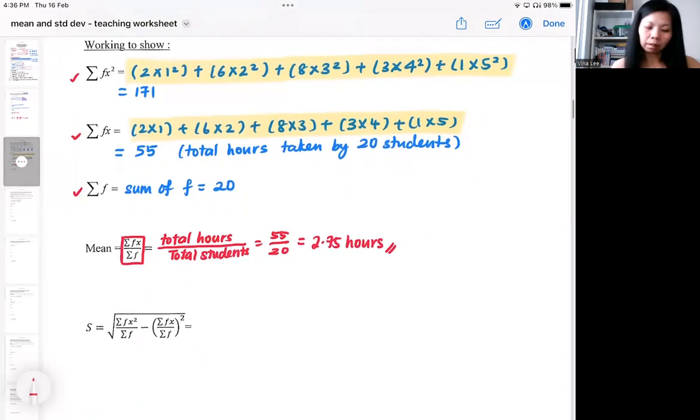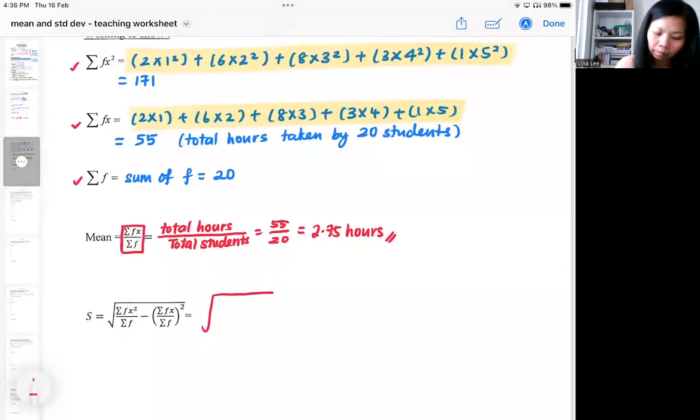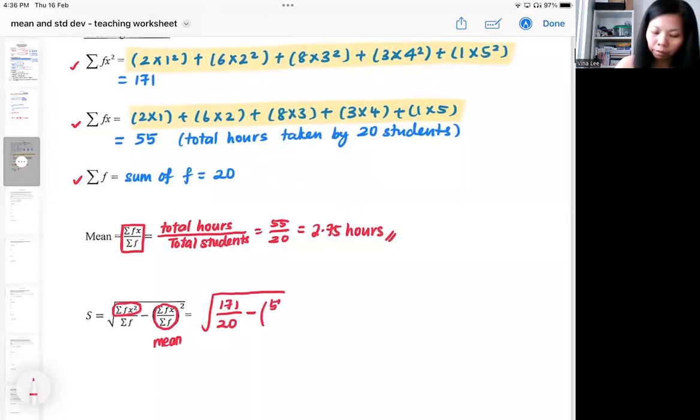Okay, here comes the standard deviation. I'm getting the biggest item here first: sum of fx squared, which is 171, divided by the number of students. This part is actually the mean squared, which is 55 over 20 squared. Then you just punch the calculator. Usually you're not getting a very nice answer. So it will be 0.994 hours, to 3 decimal places.